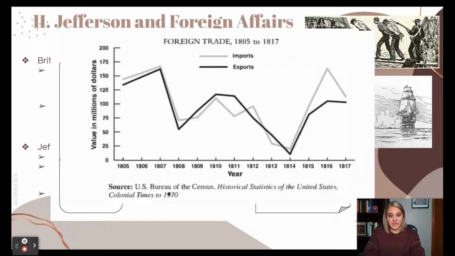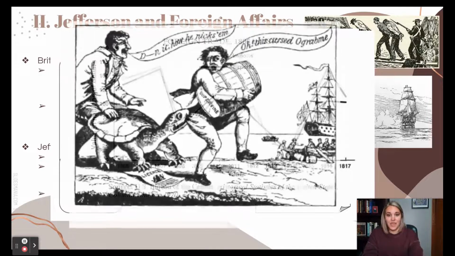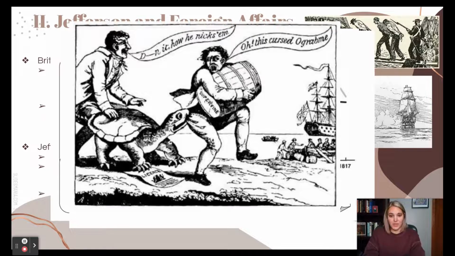Here is another example where you can see foreign trade just plummeting as the Embargo Act is put into effect. And then a very popular political cartoon here that many students misinterpret. But what you've got here is, if you see, oh, grab me there, that is embargo backwards.